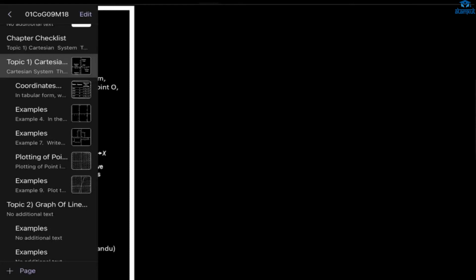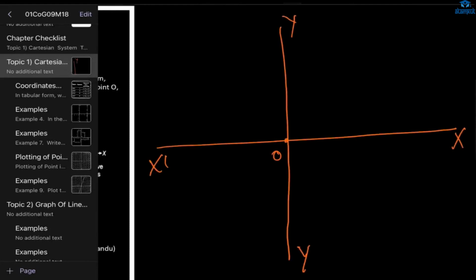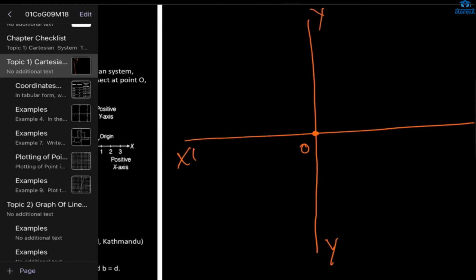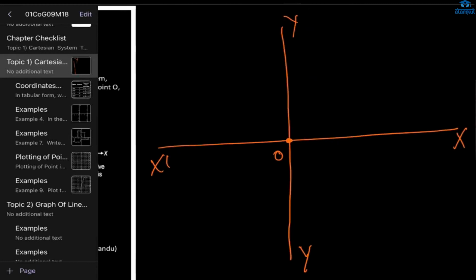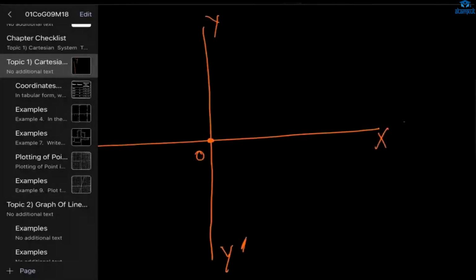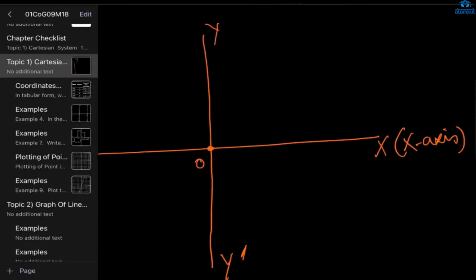Now this is the Cartesian plane. There will be two perpendicular lines. One line is YOY dash and one line is XOX dash. XOX dash is a horizontal line, and this is the x-axis. YOY dash is a vertical line, and this is represented as the y-axis. This is called the x-axis, and this is called the y-axis.